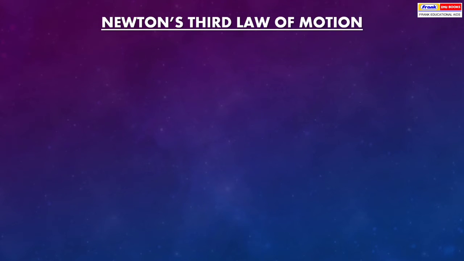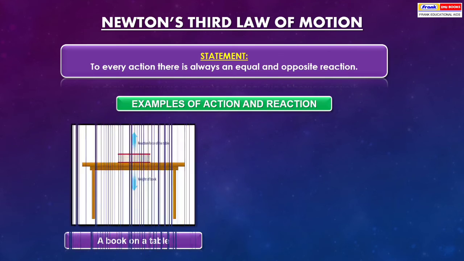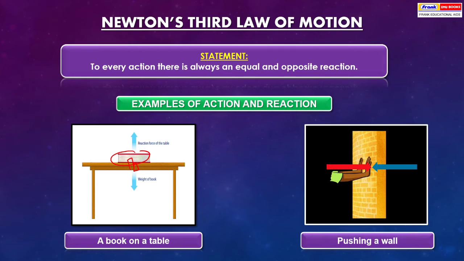Now the next law of motion, Newton's third law of motion: to every action there is always an equal and opposite reaction. For example, a book lying on a table. So this is basically the weight of the book. The book is applying force downwards on the table, and similarly the table is also applying force upward in the direction of the book. So for every action there is always an equal and opposite reaction. When you push a wall, it is also applying force on your hands. This is why you cannot move a wall by an inch.